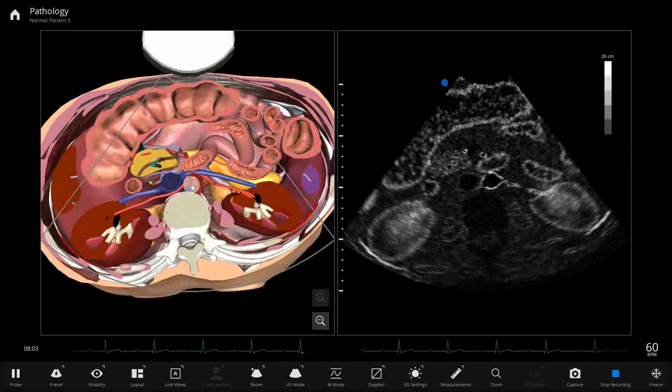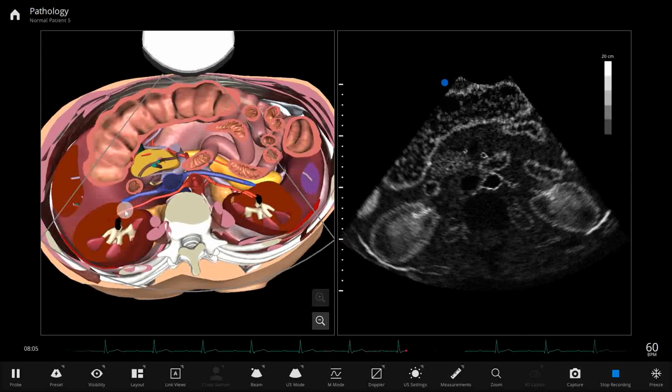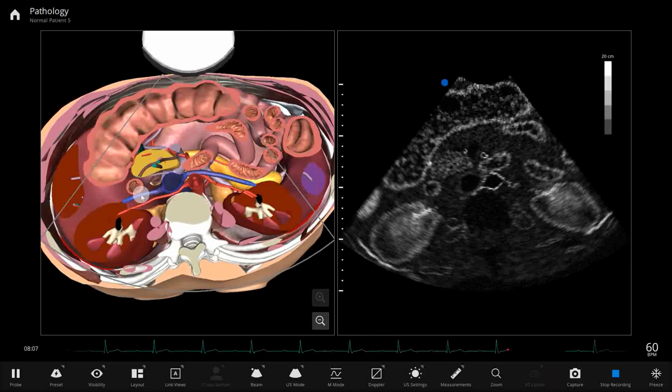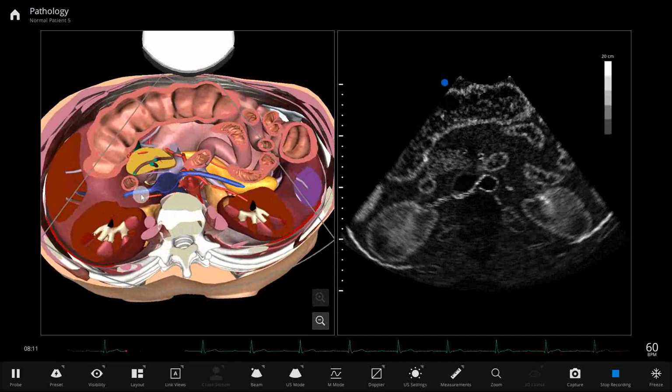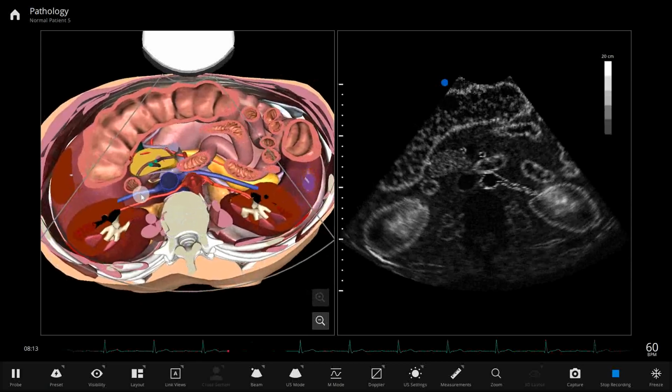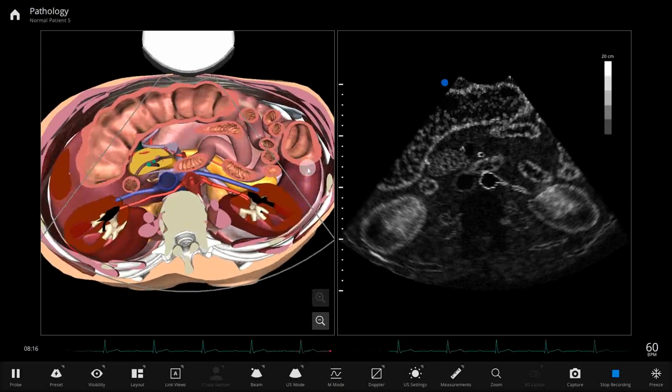Over here, red and blue. Red is for the arteries and the blue is for the veins on the anatomical model, not necessarily on our color Doppler, so don't get that confused. Okay, so those are the renal arteries.